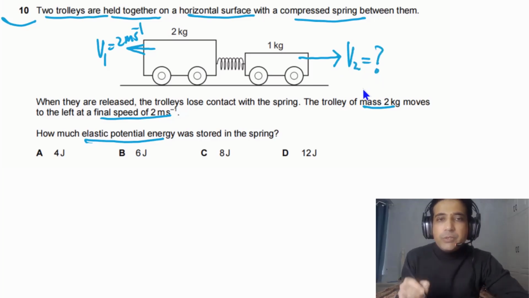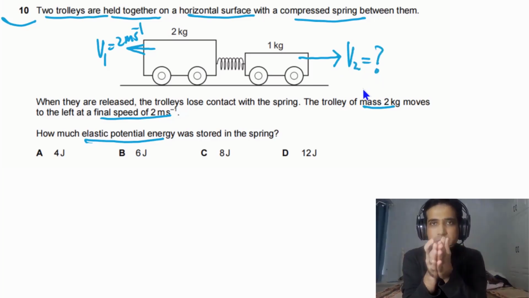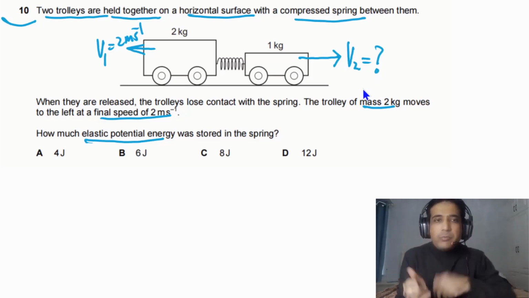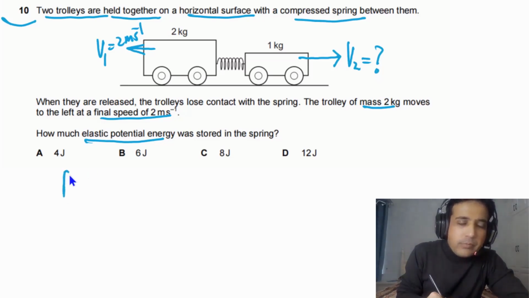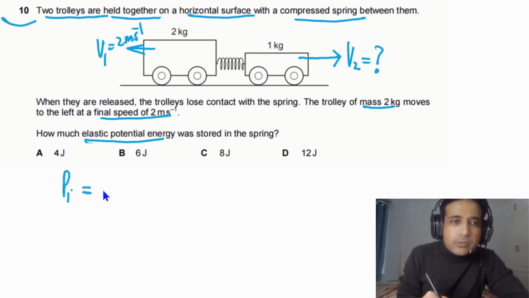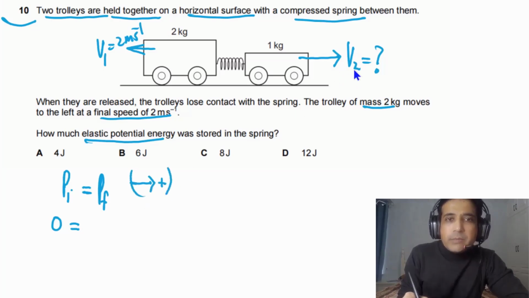In this case, as initially this system is at rest, the momentum of this system is 0. And momentum has to be conserved because there is no net external force acting on this system. So P initial has to be equal to P final. Initial momentum is equal to 0. We will take to the right as positive. So the momentum of this one is positive and the momentum of this one is negative.